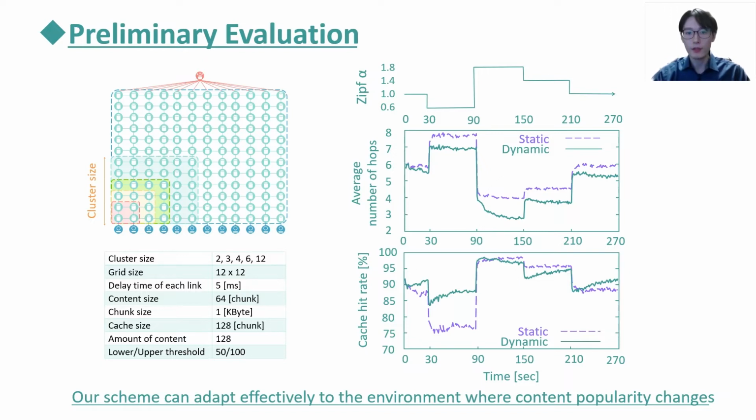Now, let's take a look at the simulation result. We evaluated our scheme in this grid environment, where contents popularity Zipf alpha varied as shown in this figure. And the cluster size varies from 2 by 2 squares to 12 by 12. As we can see, the dynamic scheme improves the delivery latency and maintains a high cache hit rate, because it can adjust the cluster size to an adequate value according to condition changes. Consequently, the proposed scheme improves the delivery latency in an environment where contents popularity changes.